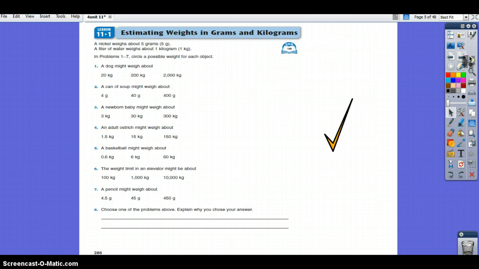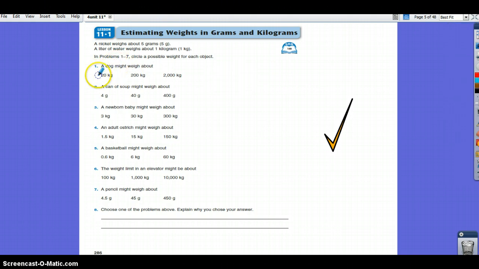So let's look at this estimating weights in grams and kilograms. Page 286 in your math journal. It says if a nickel weighs about 5 grams, how much would a liter of water weigh? Hopefully you're guessing a dog would weigh about 20 kilograms. How about a can of soup? 400 grams. Notice that it changed from kilograms to grams. That's real important when you're looking at your answer.